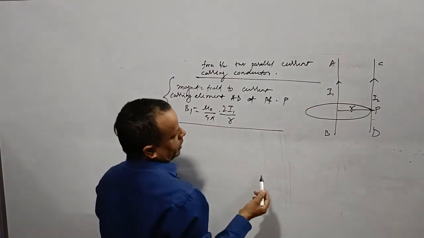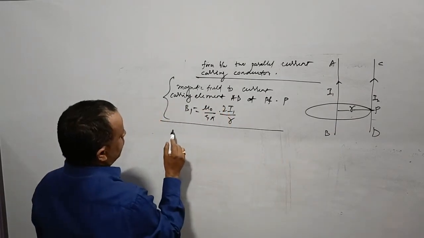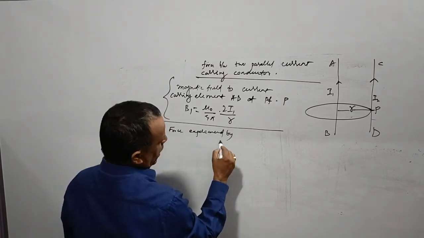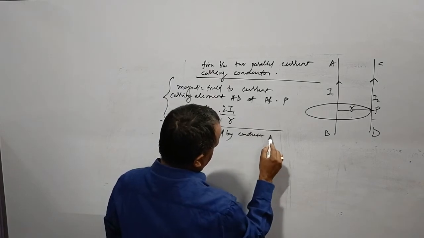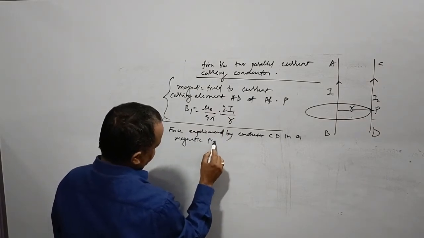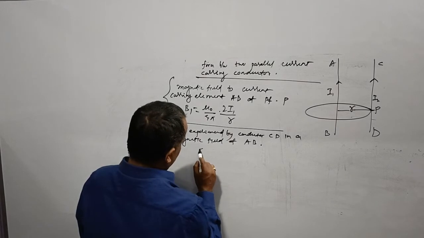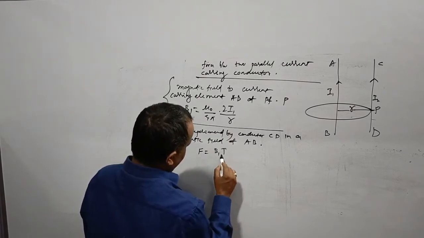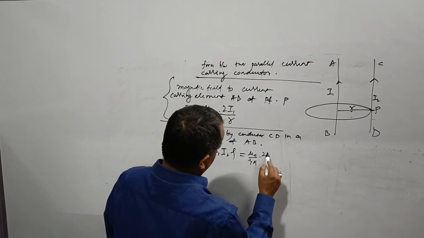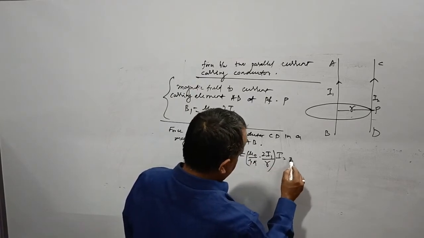What we have to find next is, suppose this conductor CD is placed in the magnetic field of AB, then what will the force be? The force experienced by conductor CD in the magnetic field of AB will be B1 into I2 into L. B1 is mu naught upon 4 pi into 2 I1 upon R, which is the strength of the magnetic field. This is I2 and this is L.